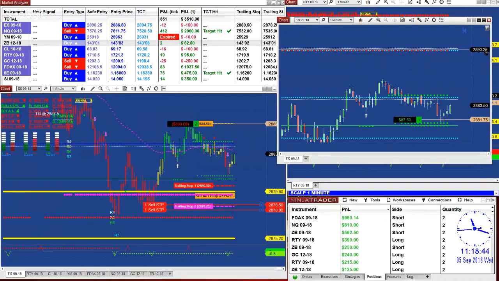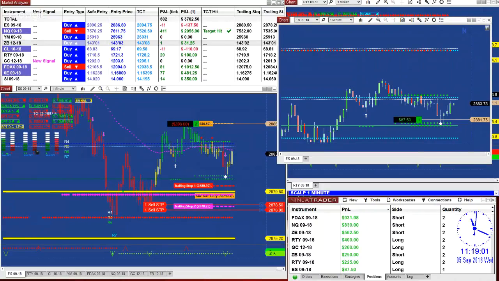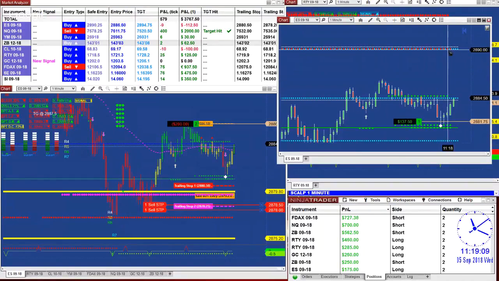So now our eye on this number, 84.50. This is a magic key, the 84.25. It is your magic key. If we break the 84.25, we are in a new ride all the way up here. There we go.